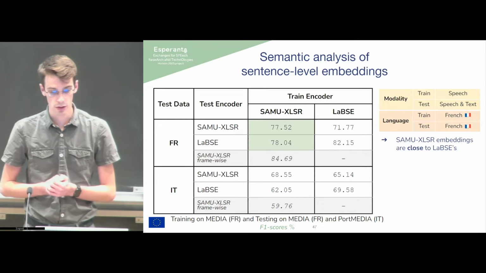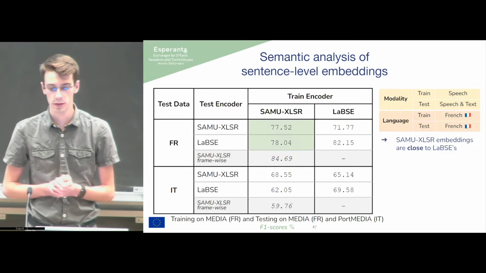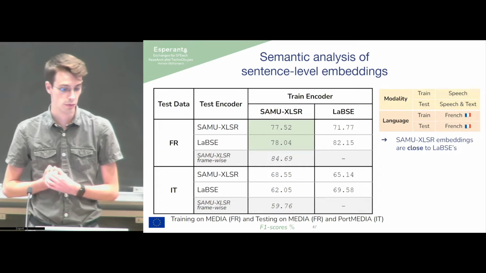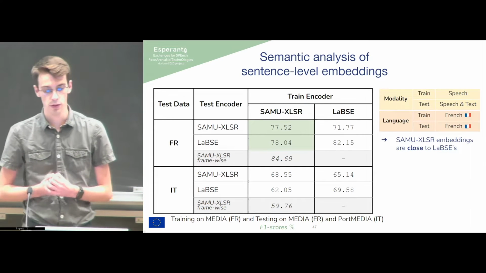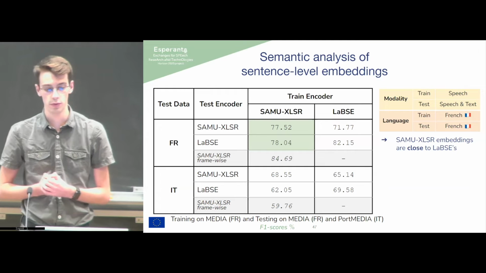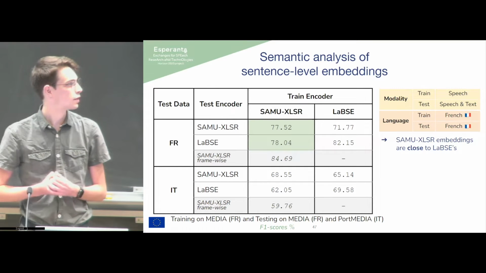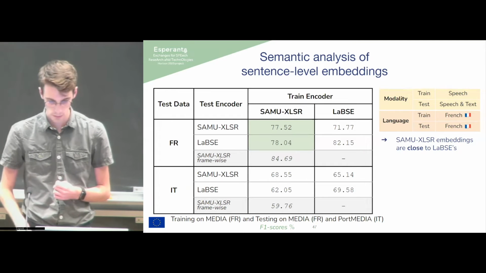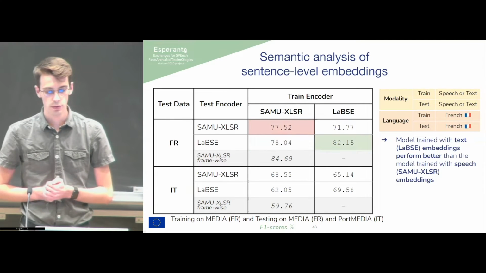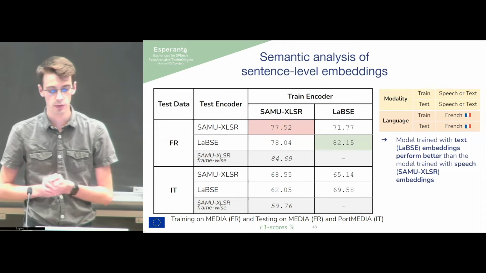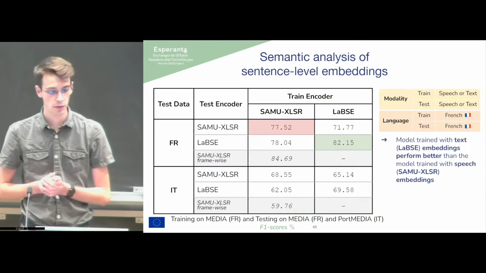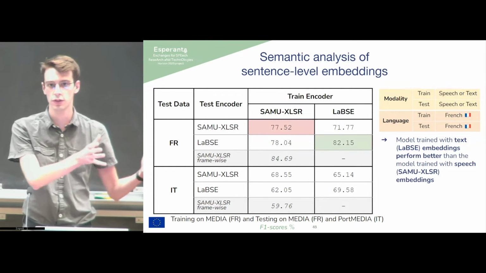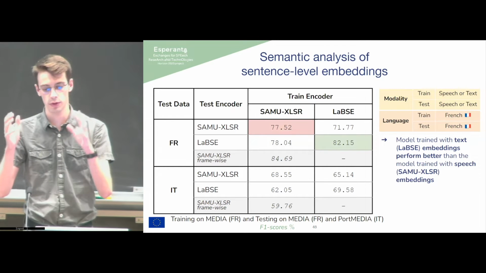One thing that we can note is that when we train on speech embeddings, so SAMU-XLSR, in French with French data, we can get really good results with the LAPC text embeddings. That means that the SAMU-XLSR sentence embeddings are really close to LAPC embeddings. Then when we test it, we can see that the LAPC embeddings are able to perform better than the SAMU-XLSR embeddings, when we train on SAMU-XLSR and test on SAMU-XLSR, or train on LAPC and test on LAPC.